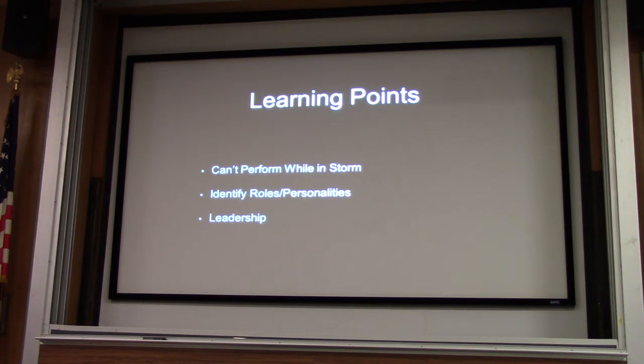So learning points: knowing what the stages of group dynamics are, so you can figure out where the group is and how you can move forward, and that some of the storming is normal stuff. Identify the roles and personalities in your group. It can help you manage them as a leader or as a group member. And just remember that leadership is important, and knowing these things and facilitating a group can help you get them to that performance stage. That's it. Thank you. Any questions or comments?